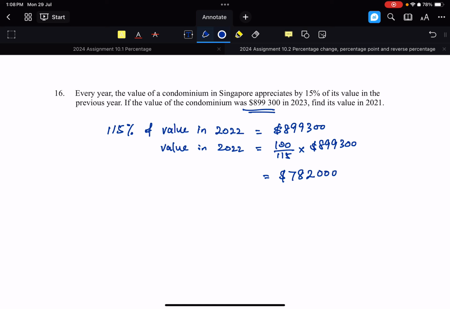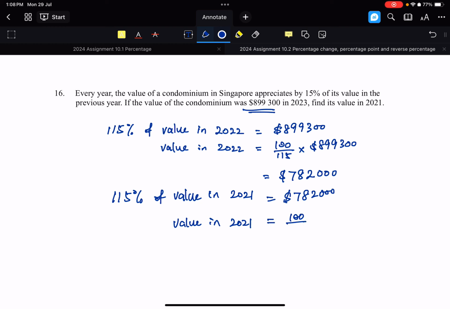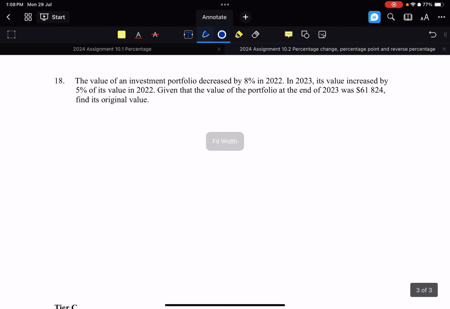Okay, so that's the value in 2022. However, this value is actually 115% of the value a year earlier, so in 2021, right? So this is again 782,000. Therefore, the value in 2021, using the same technique, is 100% out of the 115 times 782,000, and that should get us 680,000.